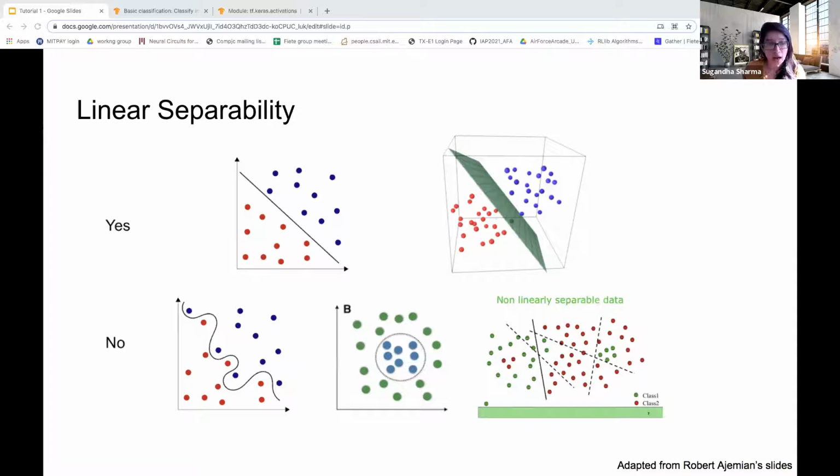However, if you have points which can't be separated, for instance, in this example, you can't really draw a line that will separate these two classes, and you have to draw a nonlinear function. So in this case, you can see that these are not linearly separable. And similarly, this is another example.